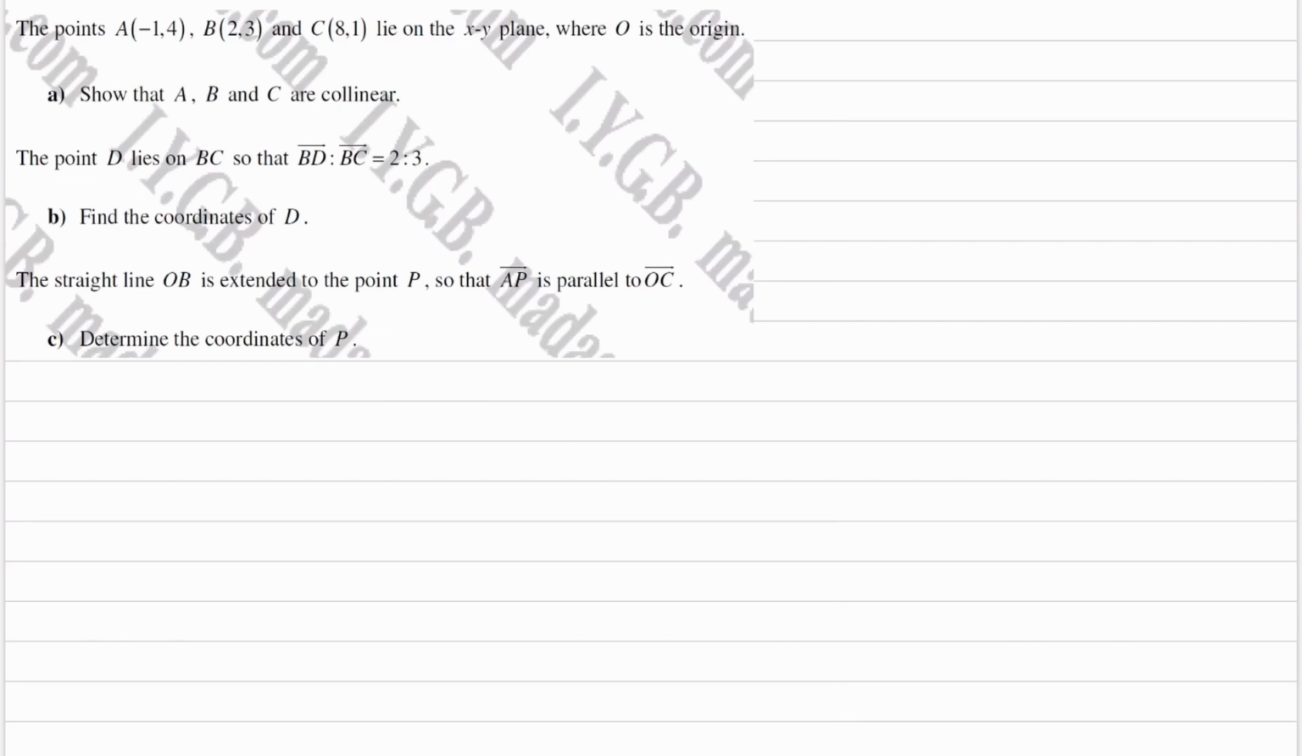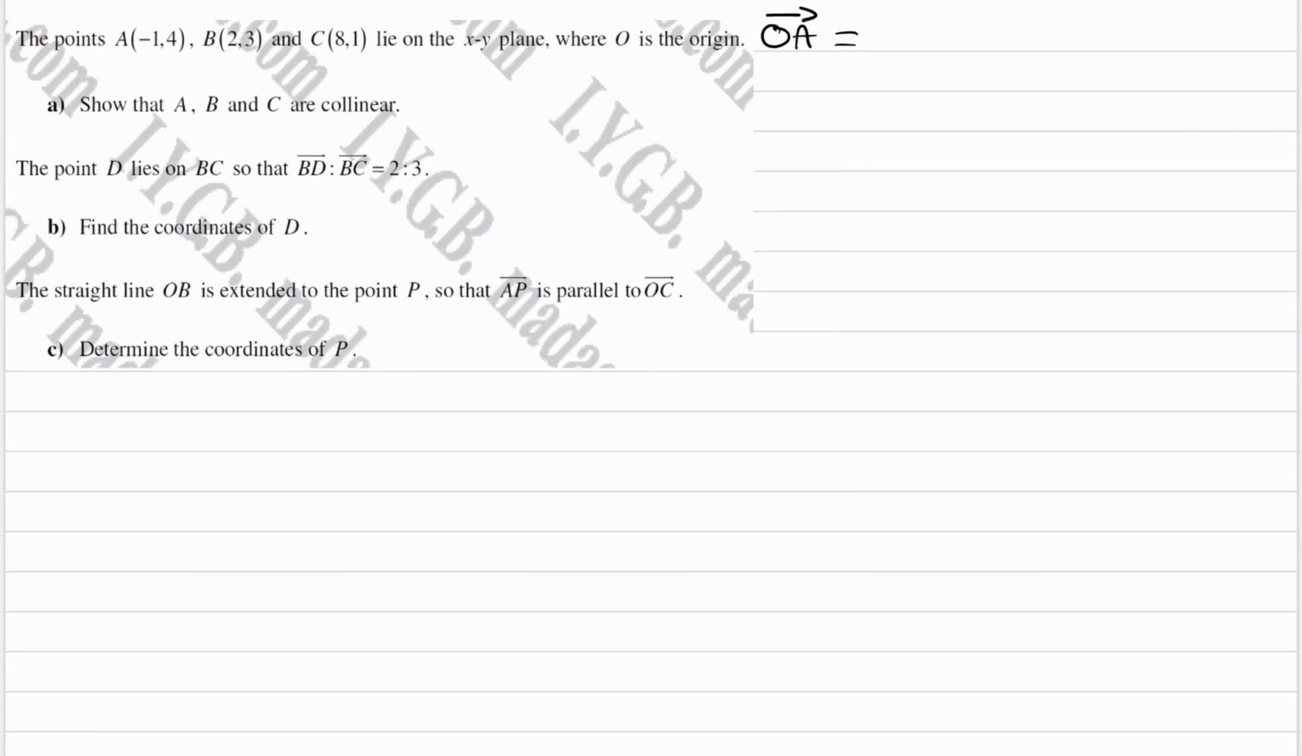We have three different points, A, B, and C, all lying in the same xy plane, and we're told that O is the origin. The first question is to show that A, B, and C are collinear. Let's start off by writing the different vectors. The position vectors are just going to be the coordinates written in vector form. So OA is (-1, 4).